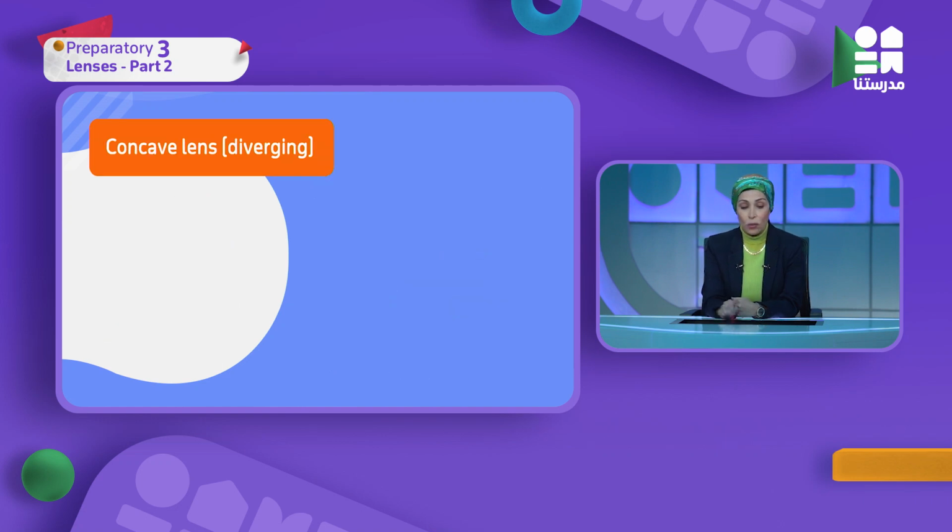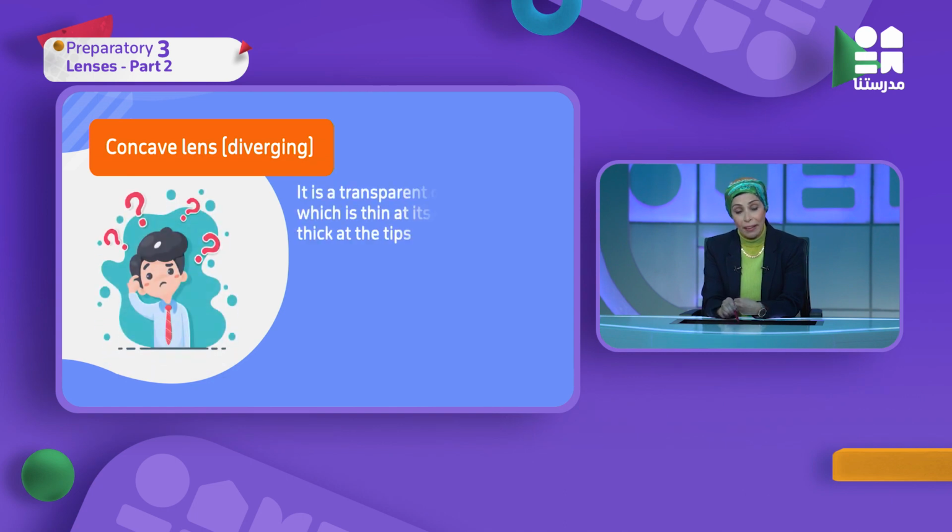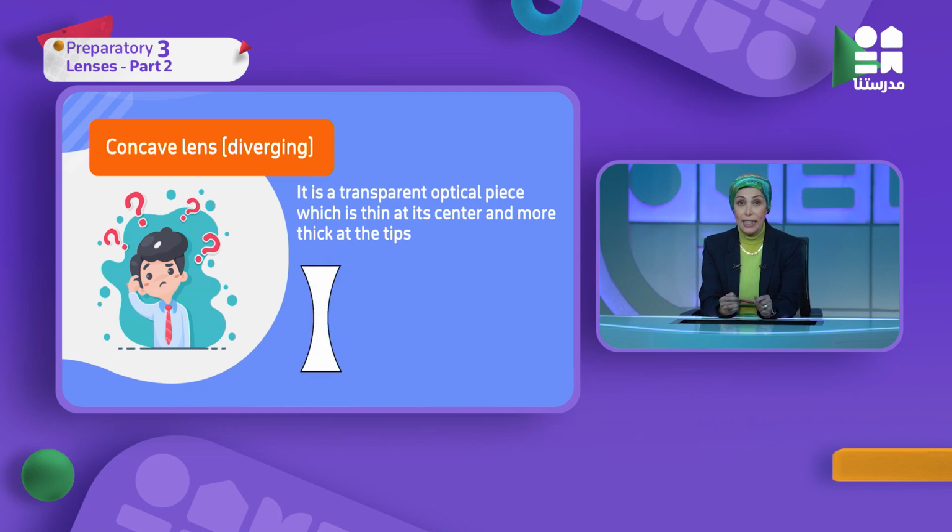So what about the concave lens that we are going to study in detail this episode? It's a type of transparent optical piece which is thin, as we see here in the picture, thin in the middle, and thicker at the two sides.